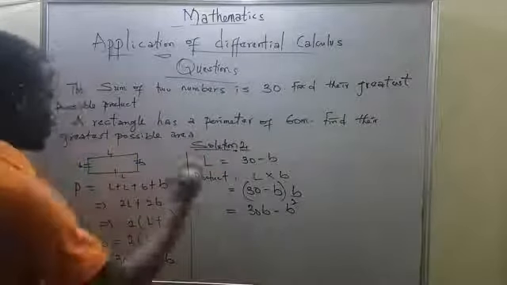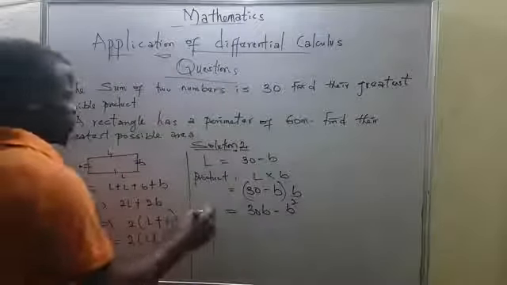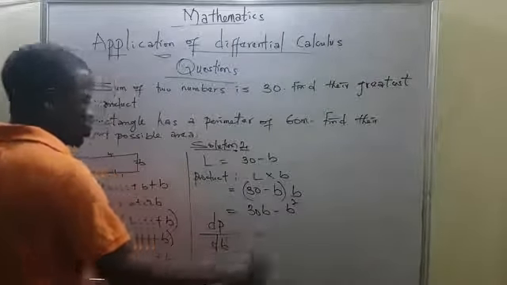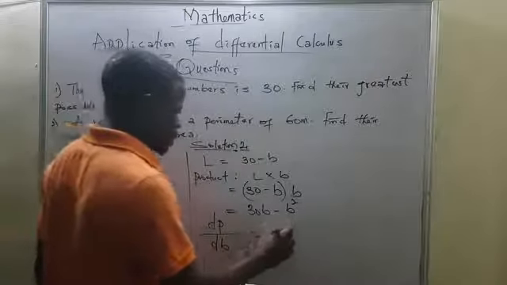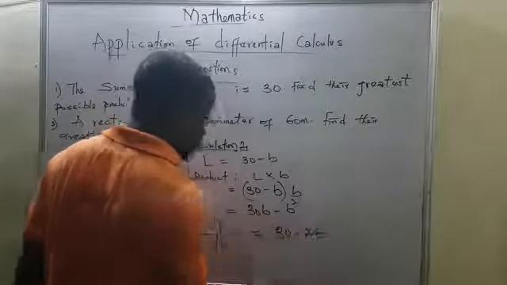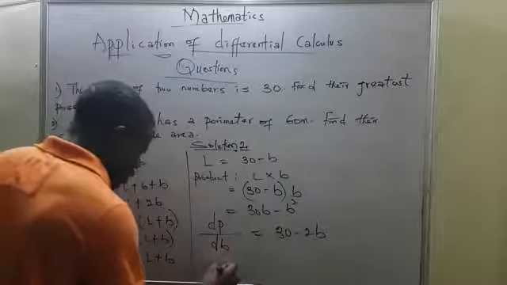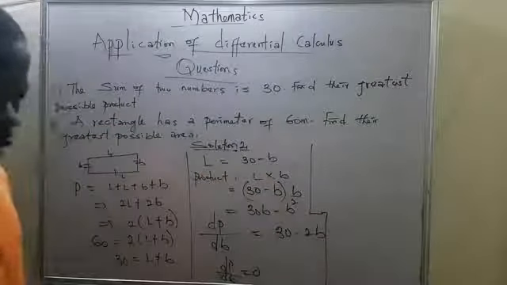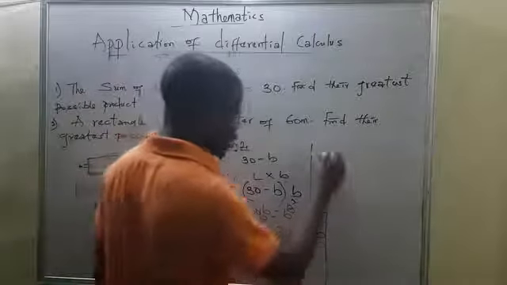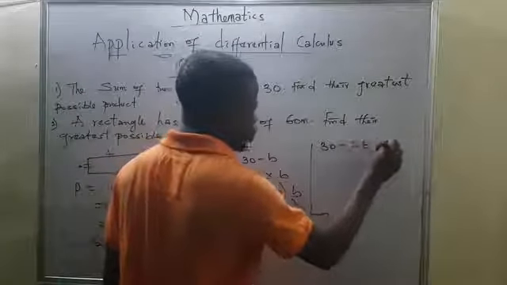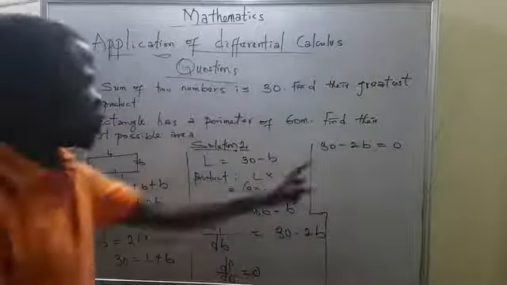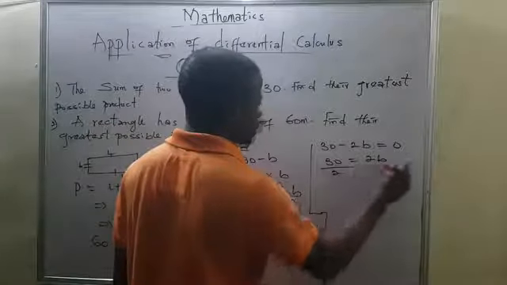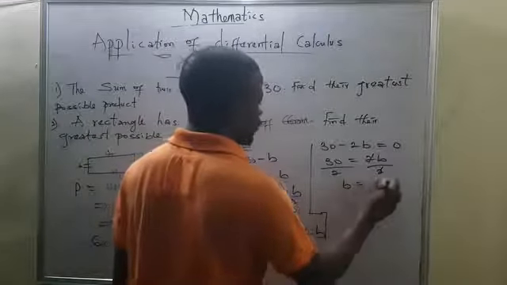Do you see that? Now, finding the derivative. So you have the derivative of P with respect to B. Do you get that? So here we are going to be having it to be 30 minus 2b. So let the derivative be equal to 0. So if that is equal to 0, what do you have again? You are going to be having 30 minus 2b to be equal to 0. Are you following me? So here now, you have your 30 to be equal to 2b, dividing both sides by 2. So breadth becomes 15.